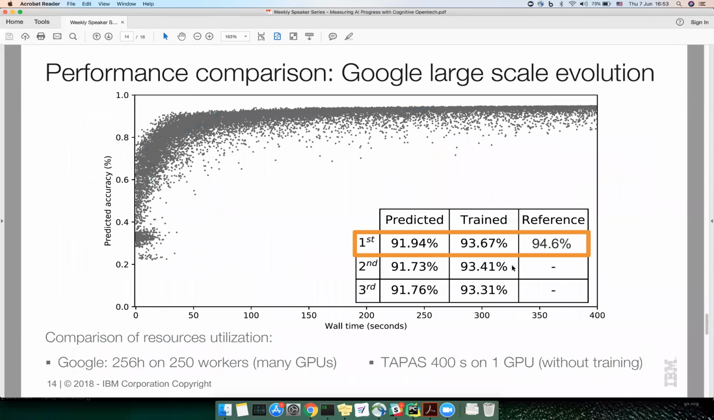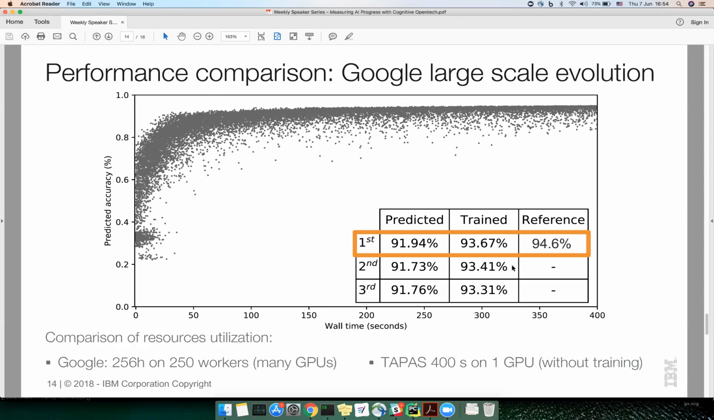We use this accuracy predictor in a large-scale evolution. So we replicated their results, the Google's results, but instead of training all the mutations that we generate, we just predict them with the accuracy predictor. Therefore, our timings are much smaller. So instead of 10 days on 250 GPUs, we generated this plot in 400 seconds without needing a GPU.